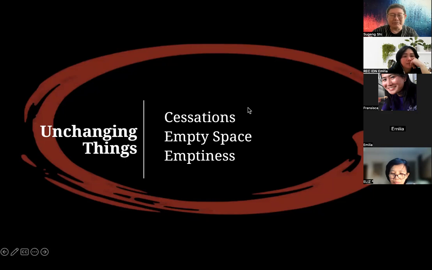Okay, Gokpa means cessation. So cessation means the stopping, and the stopping is unchanging. The meaning is even deeper, okay? But I just want to tell you that cessation is unchanging, and we will explore that when we go to other classes, okay? Empty space is also unchanging.